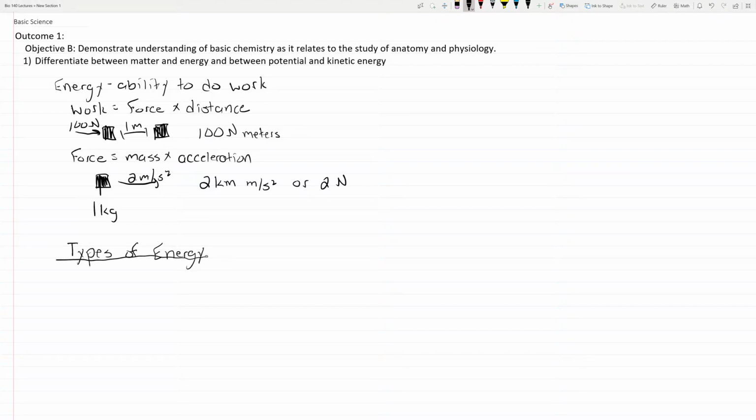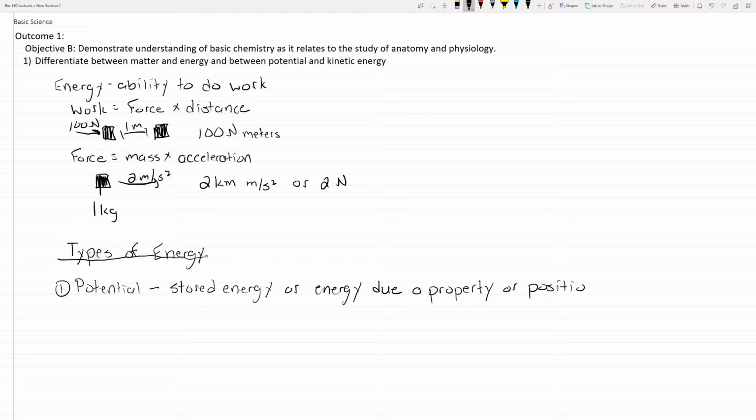Okay, there's energy. One is potential. And basically this is stored energy, or energy due to a property or position. Okay. So that's what it is. Typically, stored energy is the definition you're going to see most often. I think that's one you're going to see in your textbook as well.